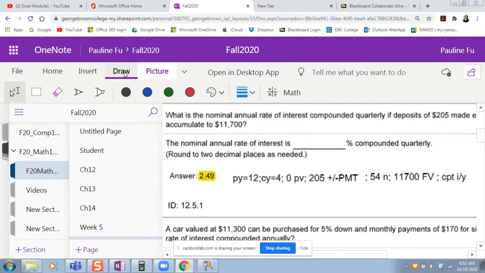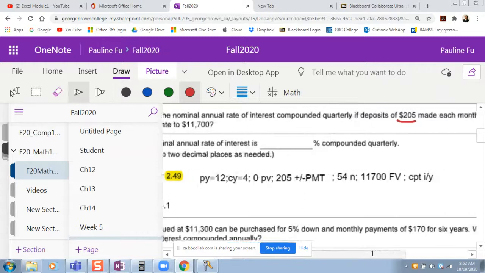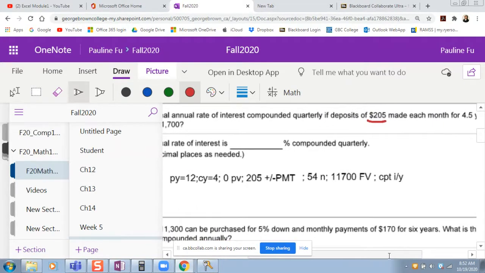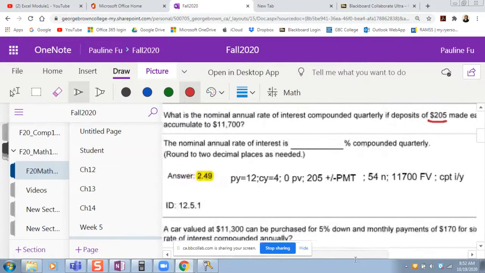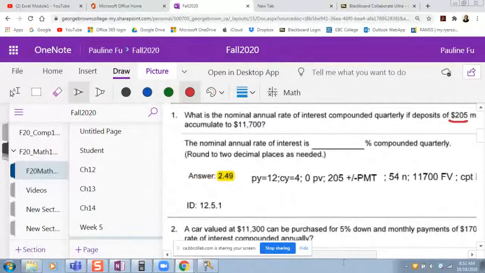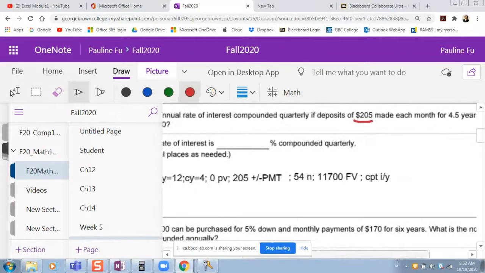Maybe you cannot see the question clearly. I will read out and slowly, okay? What is the nominal annual rate of interest compounded quarterly if deposits of 205 made each month for 4.5 years accumulate to 11,700? So that is the question.